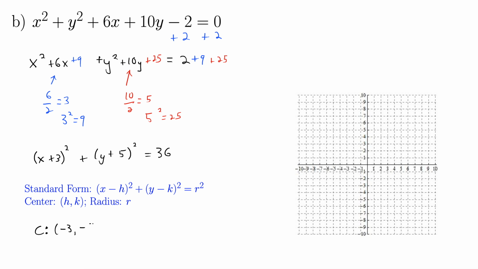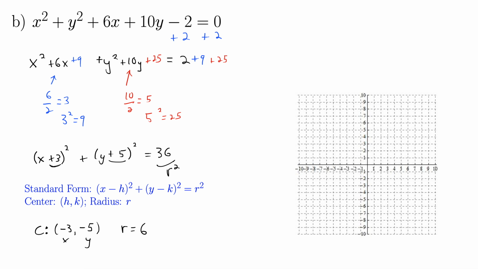(-3, -5). I just changed the sign on both these terms inside the parentheses, and remember we do x first and then y for our ordered pair. Then for the radius we have r² is 36, so the radius in this case is simply 6, the square root of that. Okay, now we're ready to graph this thing.